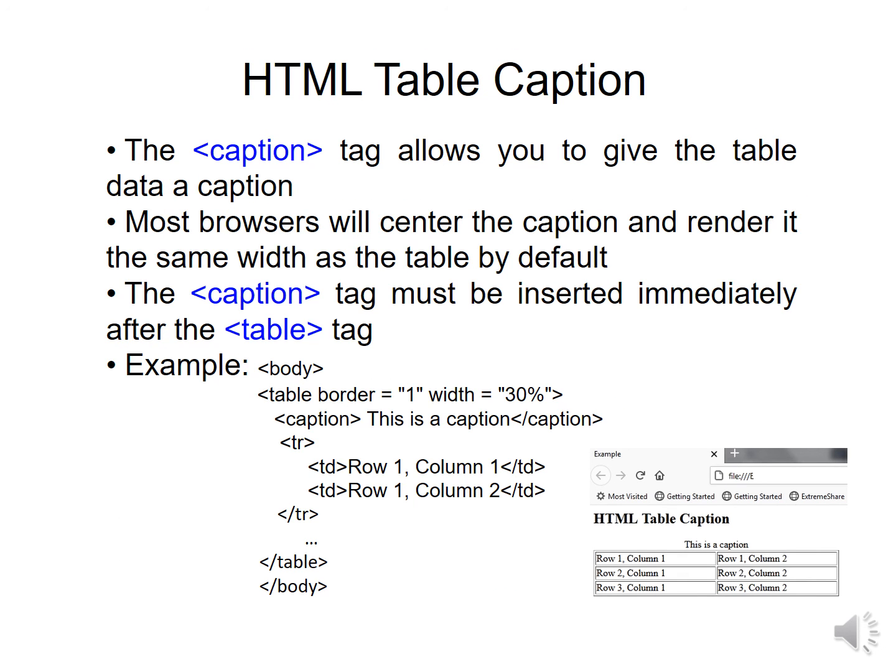Table caption. The caption element allows you to give the table data a caption. Most browsers will center the caption and render it the same width as the table by default. The HTML caption tag is found within the body tag. The caption tag must be inserted immediately after the table tag.